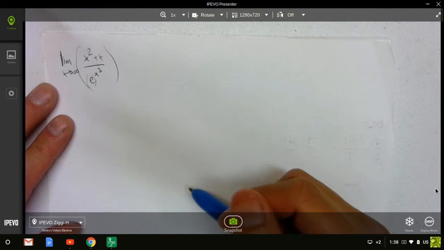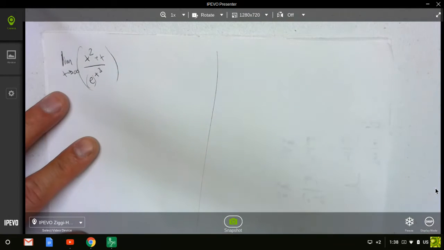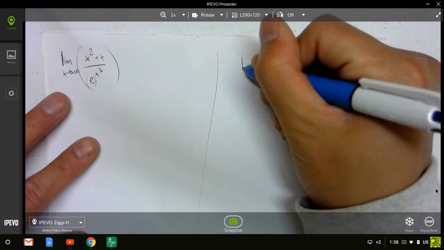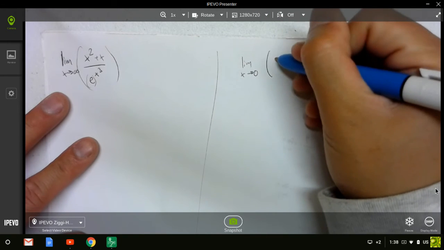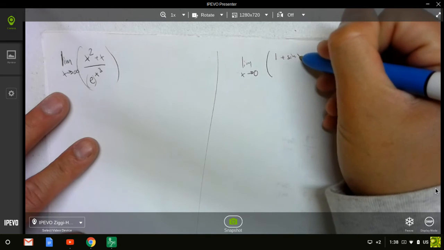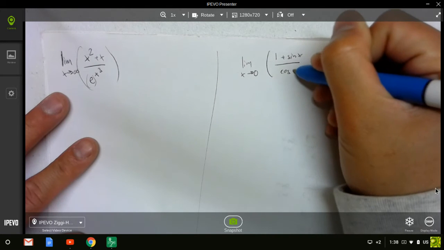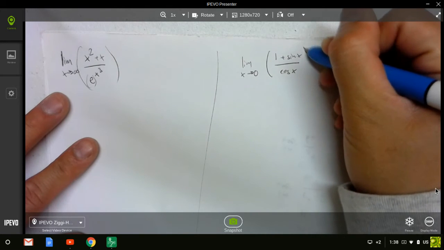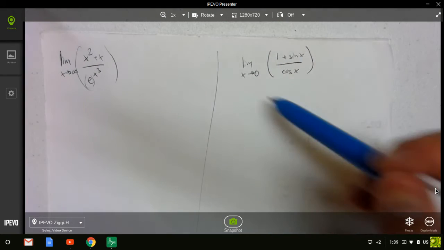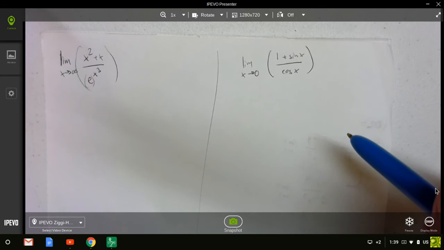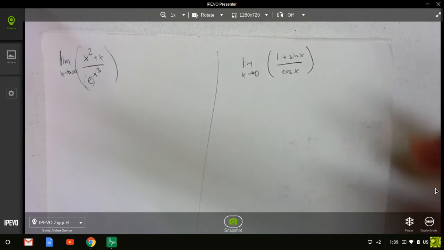And then another one that you could try would be the limit as x approaches 0 of 1 plus sine x over cosine of x. So this should be solvable using L'Hopital's rule, but it's a good exercise to do.